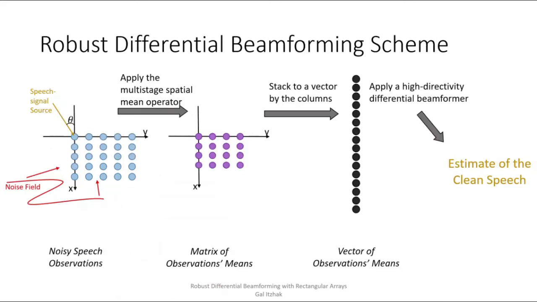So now let's see the entire beamforming flow with the robust differential beamforming. As a first step, we apply the multistage spatial mean operator to the noisy speech samples, as we can see right here, and obtain a matrix of observation means. Then we stack this matrix into a vector by its columns to obtain a vector of observation means. Then we apply a high-directivity differential beamformer to this vector to generate an estimate of the clean speech.